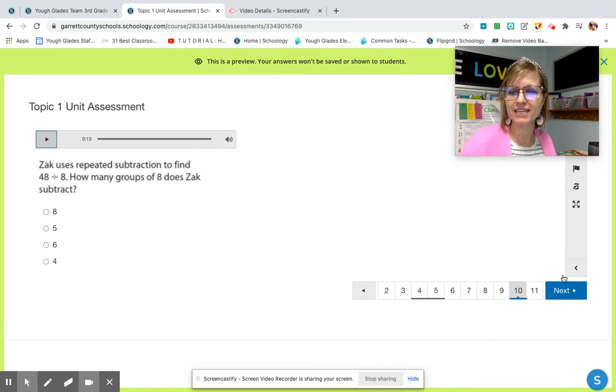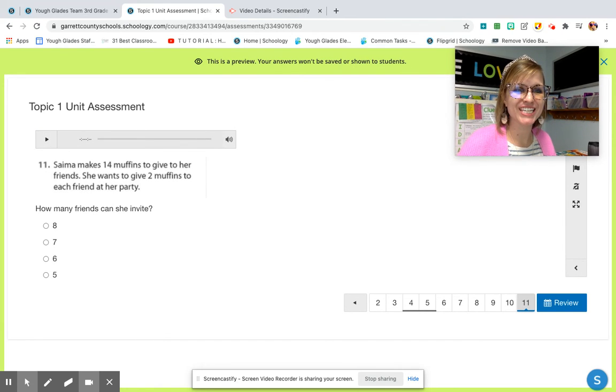And we are on our last question. Sima makes 14 muffins to give to her friends. She wants to give 2 muffins to each friend at her party. How many friends can she invite? Oh, I love stories like this. It's so real to life. We always have parties. So you have 14 muffins, and you want to give 2 muffins to each friend, okay? So how many friends can she invite to her party so everybody gets 2 muffins?